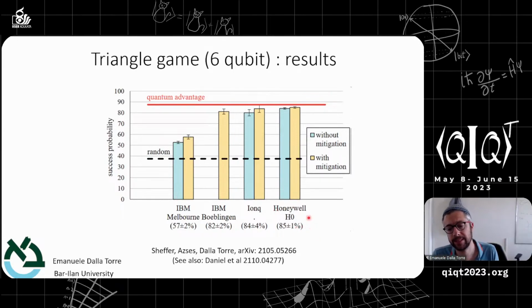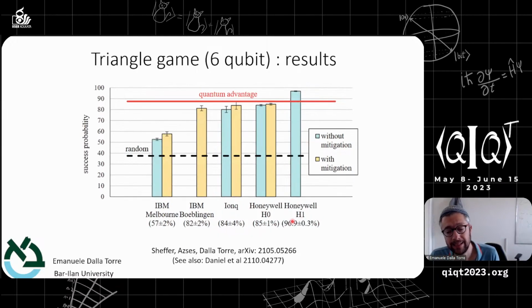However, after we posted this work online, we were contacted by people from Honeywell, and they said, we really like your paper. Maybe there is a Honeywell H0, but there is also Honeywell H1, which works a little bit better. So we would like to test your program on the H1. We said, of course, do that. And when they did that, wow, it worked. They crossed the line and they got 97%. Strictly speaking, it's not a quantum computer on the cloud because they did it for us. But we sent the program by email, so maybe it's still on the cloud.